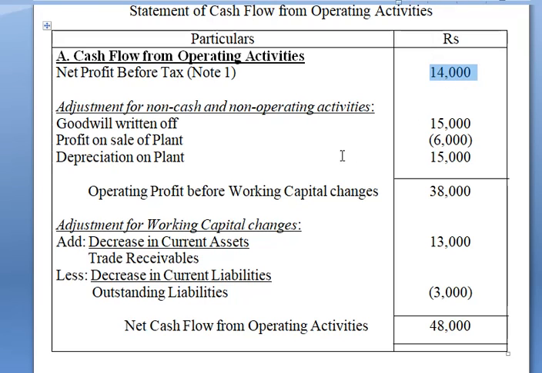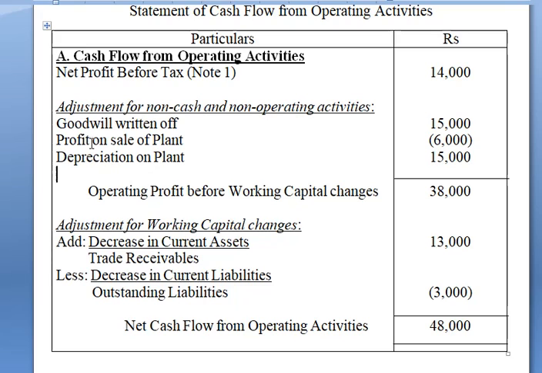After which you have to do the adjustment for non-cash and non-operating activities. The non-cash activities are those activities which do not include the involvement of cash. For example, depreciation on plant and goodwill written off. This is a non-cash activity. And this profit on sale of plant is not an operating activity. This activity belongs to investing activity.